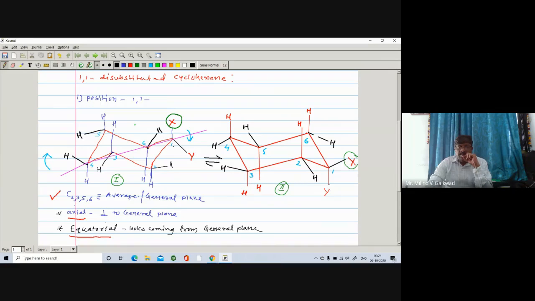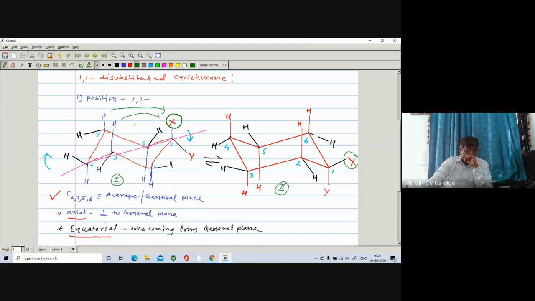when X is at the axial position, it has an interaction with the hydrogens on carbon number 3 and carbon number 5. So there is interaction between these, right? They undergo interaction with these two. So it is called a 1,3 diaxial interaction. But if the Y group is equatorial, it is away from the plane. It is away from the structure. There is no interaction.